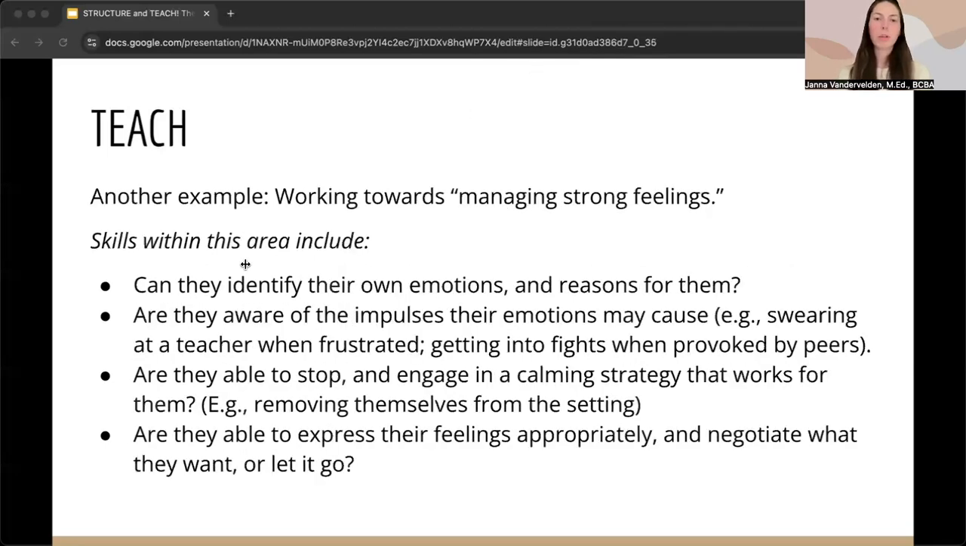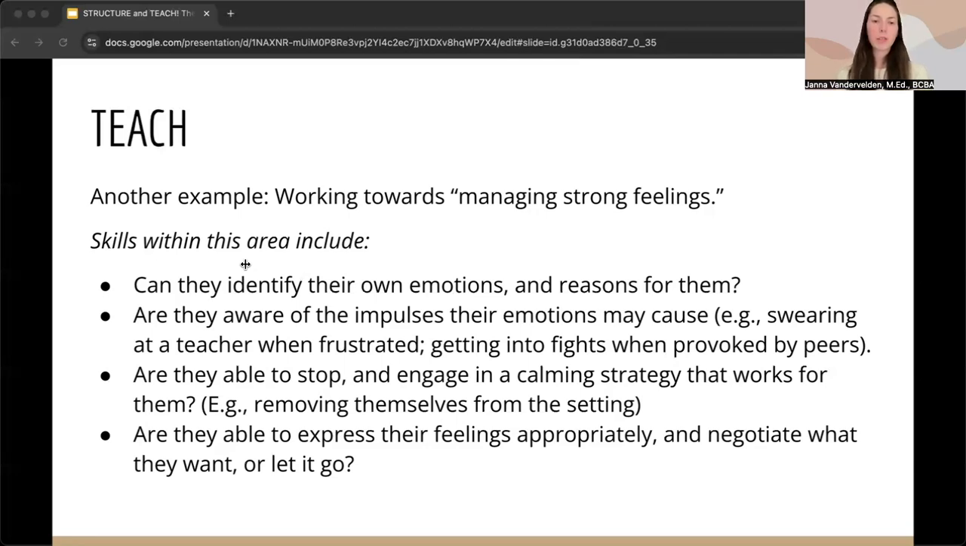Another example, working towards managing strong feelings. Can they identify their own emotions and the reasons for them? Are they aware of the impulses their emotions may cause, such as swearing at a teacher when they get frustrated or getting into fights when provoked by peers? If they are aware of their impulses, are they able to stop and engage in a calming strategy that works for them? This may be removing themselves from the setting.